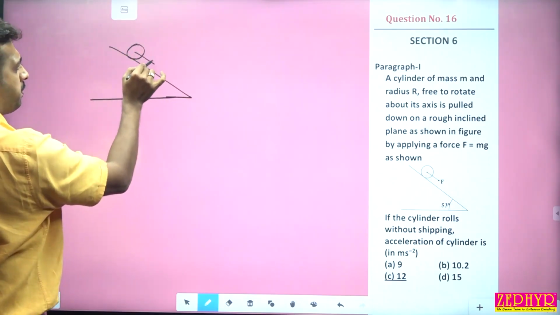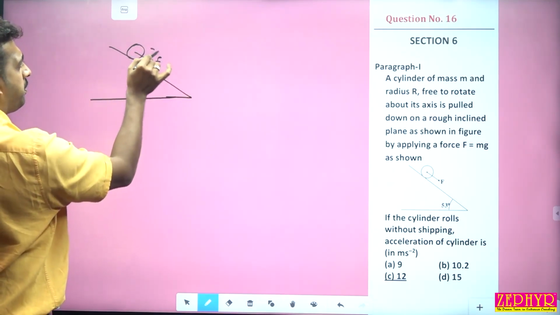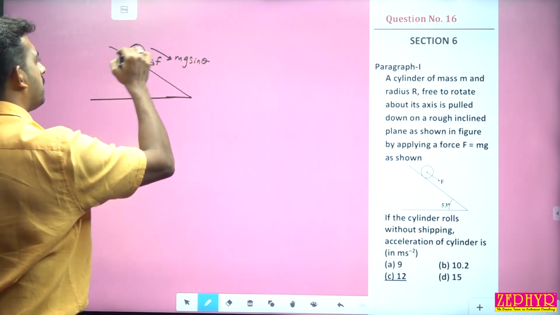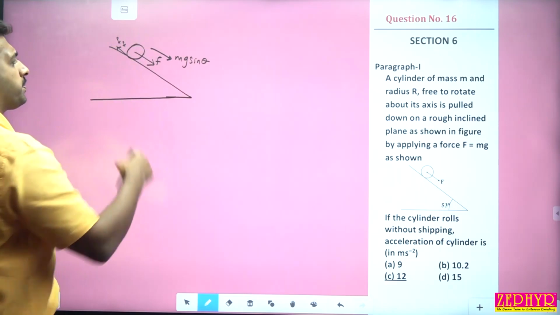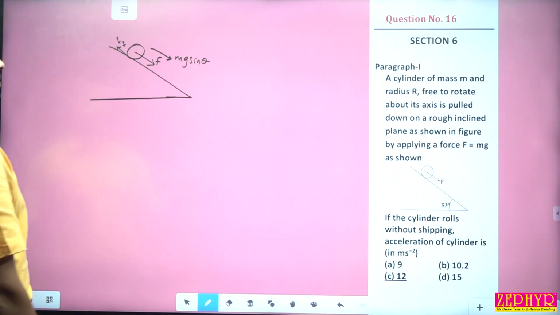So we are applying a force, pulling it with a force F. Due to gravity, it has a force mg sin theta in the downward direction. The frictional force is acting in the upward direction, right? That is helping it to rotate. Then what is the acceleration for the system?